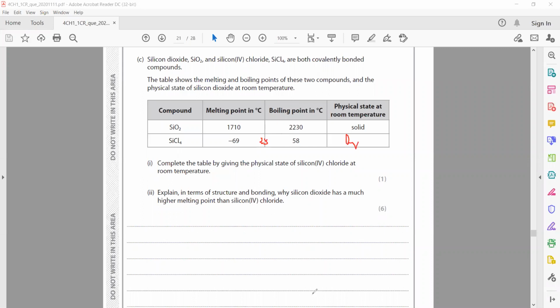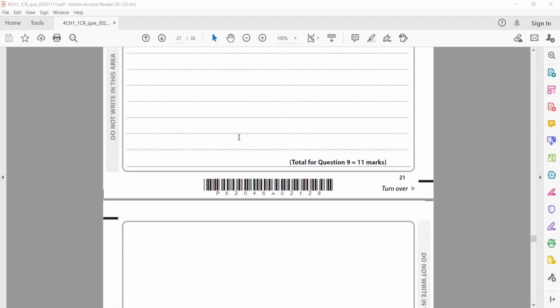Explain in terms of structure and bonding why silicon dioxide has a much higher boiling point than silicon tetrachloride. Silicon dioxide has a giant covalent structure with strong covalent bonds throughout, so a greater amount of energy is needed to break the bonds. Silicon tetrachloride has a simple molecular structure with weak forces between the molecules, so less energy is needed to separate the molecules from each other. That's why it has a low boiling point.